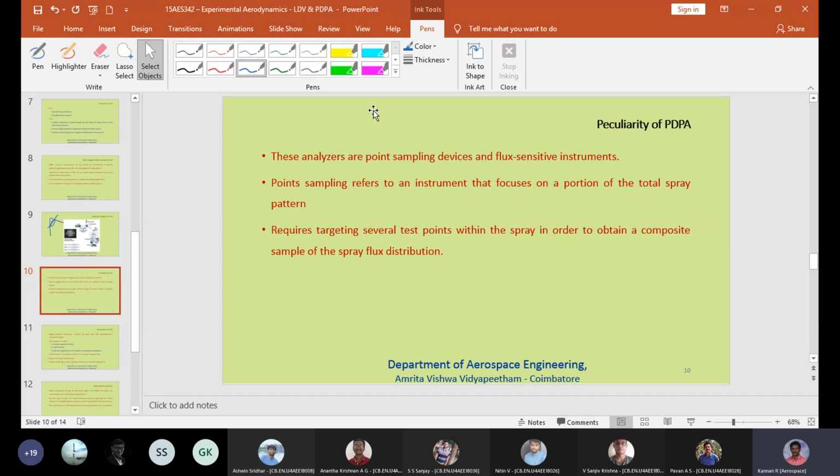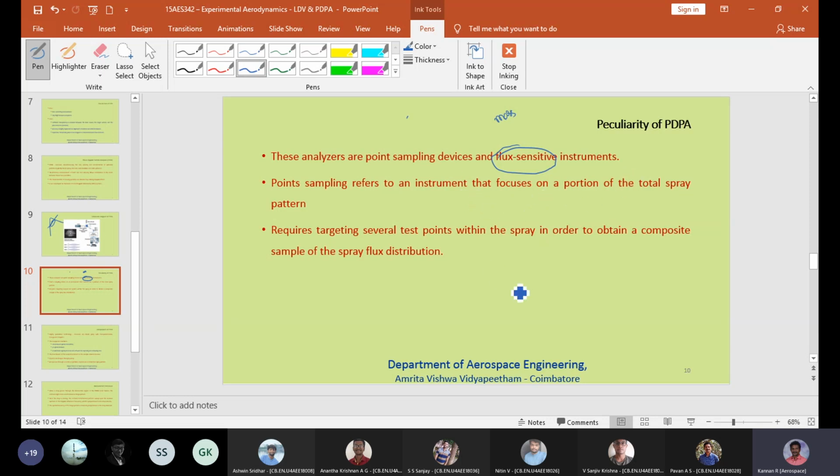As I mentioned earlier, you are going to do it for point sampling devices, like a particular location, and it's going to be flux sensitive. Flux means mass flux or momentum flux. So those things we are going to measure. Your point sampling device and flux sensitive instrument. The point sampling refers to an instrument that focuses on a portion of the total spray pattern.